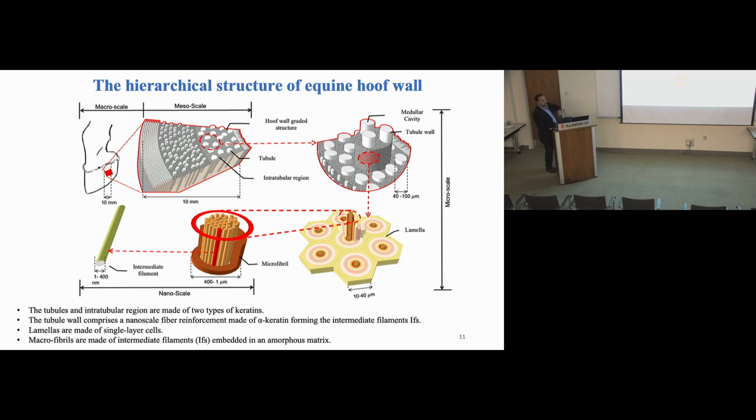After that, if you go to a higher or smaller scale, you will start to see the lamella, which is also part of the hoof, and it's around 10 to 40 micron. And if you go more into the lamella with higher magnification, you will start to see the microfibril, which is mainly composed of intermediate filament. Intermediate filament is just like reinforcement inside this microfibril. So this is how the hoof, this little thing at the bottom of the horse's foot, looks under the microscope. As you go more, you will get more details.